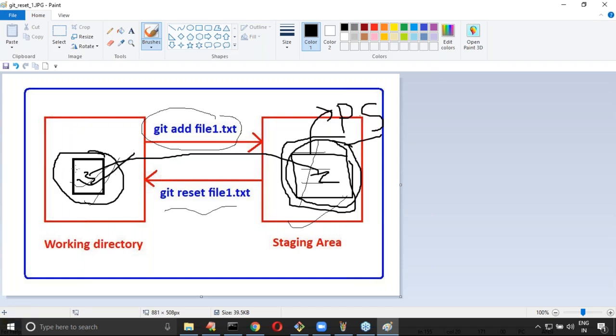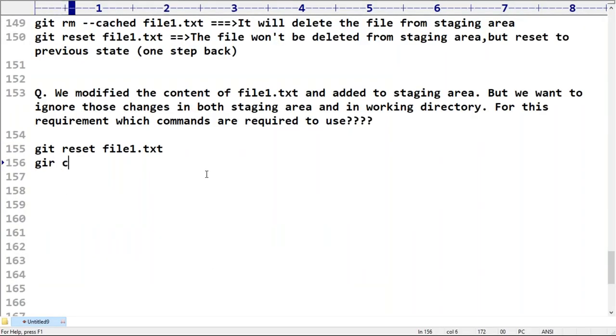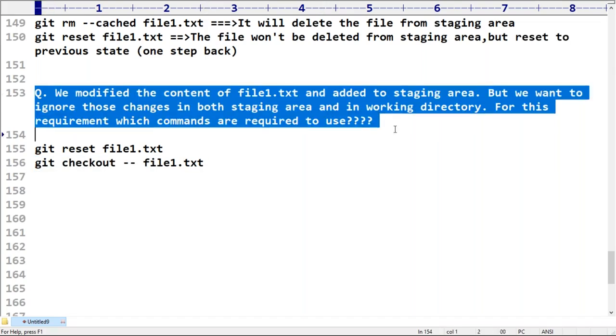So whatever unstaged changes are in my working directory, can you please discard them? What command do we require to use? git checkout -- file1.txt. Now whatever unstaged changes are there in my working directory will also be removed. Any doubt about this? Respond. There may be a chance this is asked in an interview.